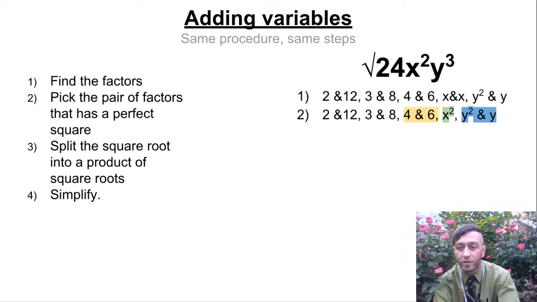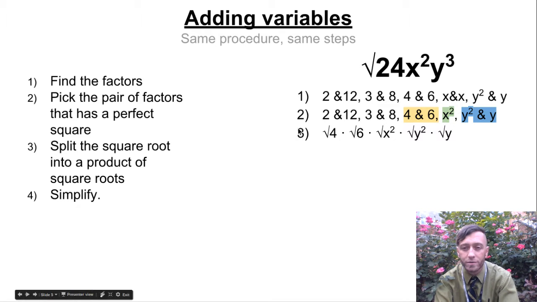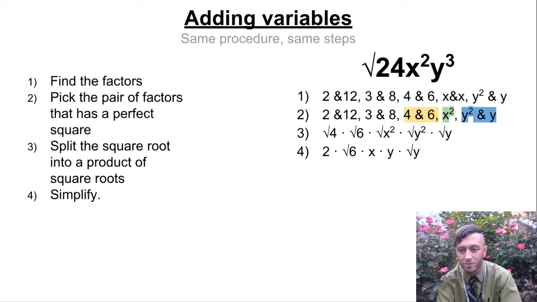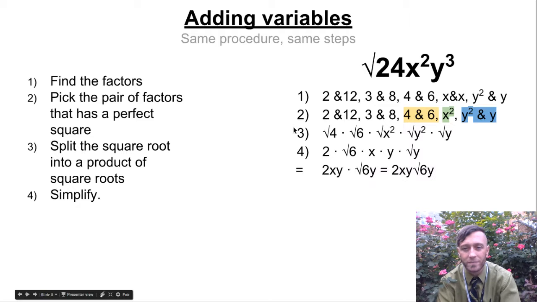So I'm going to break those into a product of square roots. Square root of 4 times square root of 6 times square root of x squared times square root of y squared times square root of y. All my perfect squares, I can actually do the square root, so I get 2 times square root of 6 times x times y times square root of y. Everything outside the radical I can combine, and then everything inside the radical I can combine. So I get a total of 2xy times the square root of 6y.